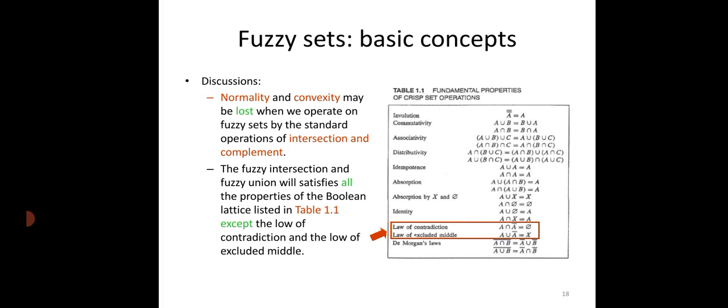So you have to understand these two rules, which are satisfied by normal crisp sets but are entirely contradicted by fuzzy sets: the law of contradiction and the law of excluded middle. That is, A intersection A complement and A union A complement. Keep it in your mind. Thank you.